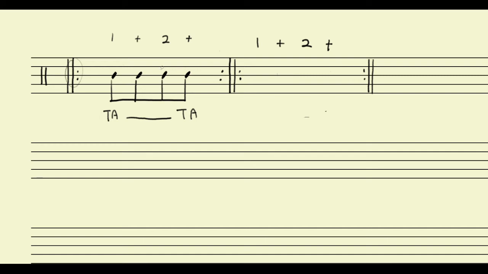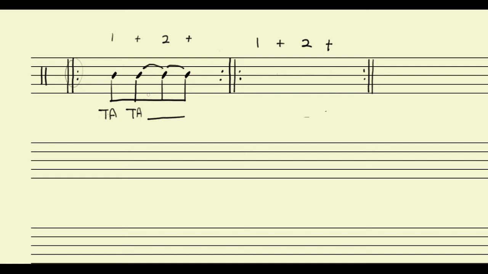So I'm going to tie together this eighth note and this eighth note. Now the way I'm going to perform this is I'm going to say ta on beat 1, like this. Then I'm going to say another ta on the and of 1. And then I'm going to hold that ta through beat 2 and the and of 2. So if I were to perform that in a loop, it would sound like this.